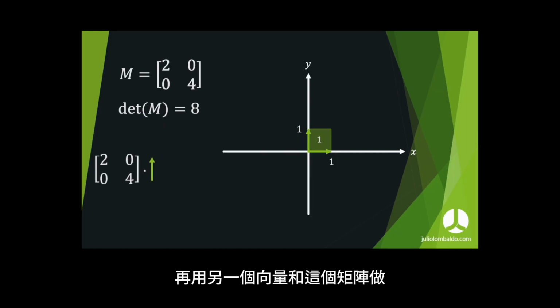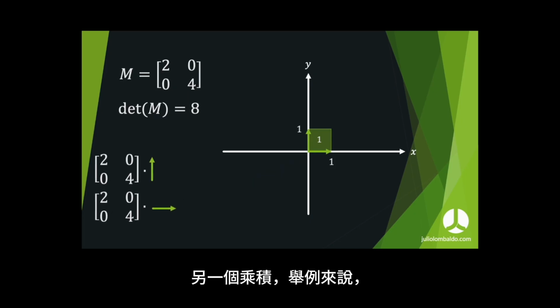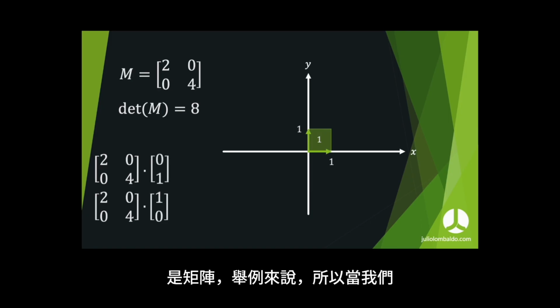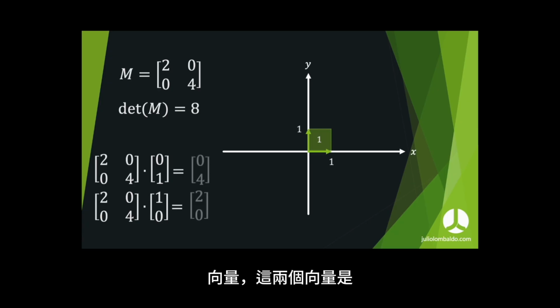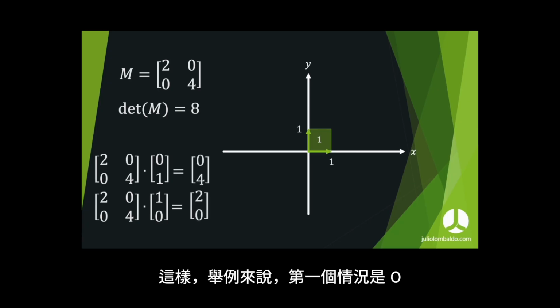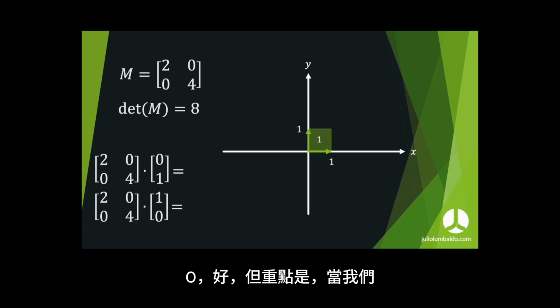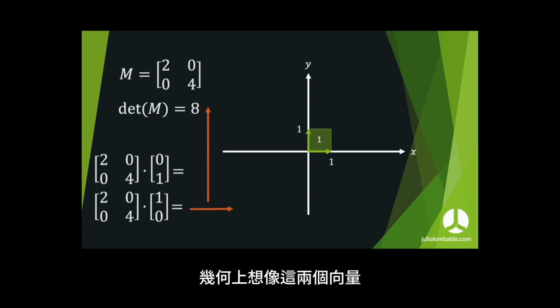But what happens when we take the matrix M, making a product between the first vector and this same matrix, and another product with the other vector? Of course these vectors are the same as in the first case. The only thing that changed was the matrix. So when we do these two products, of course we have another two vectors: in the first case 0 and 4, in the second case 2 and 0.